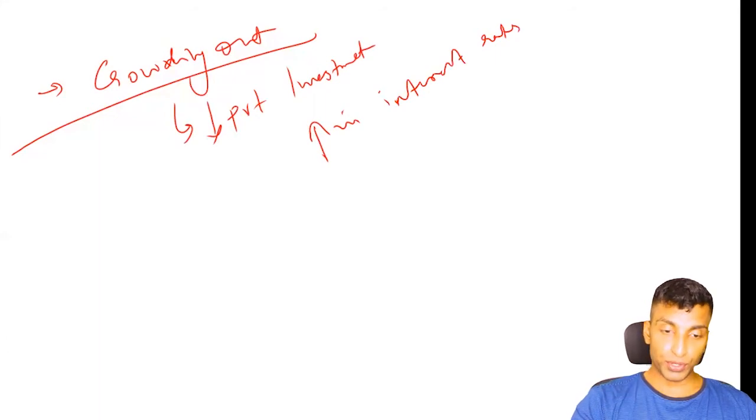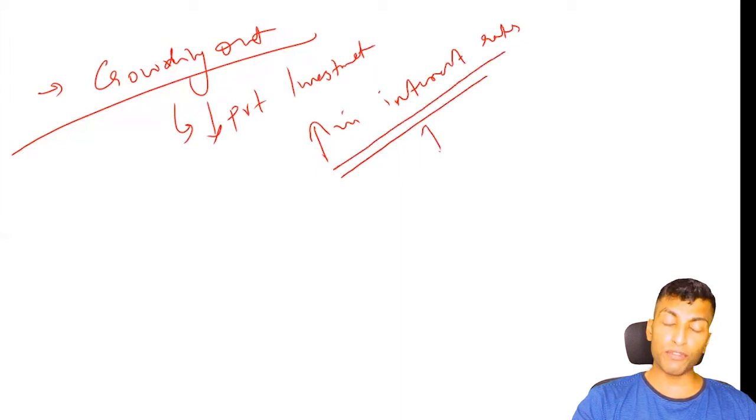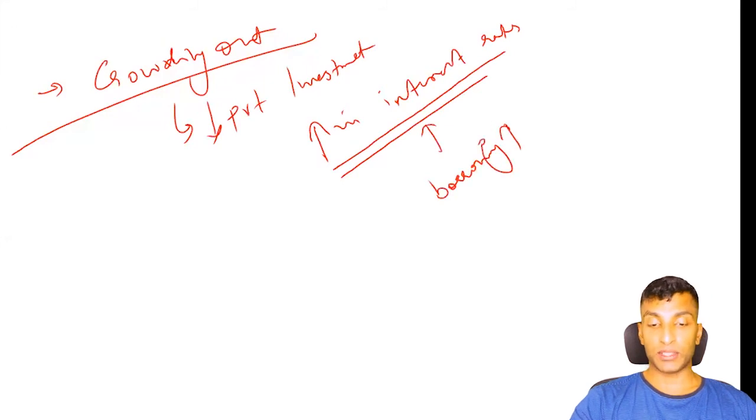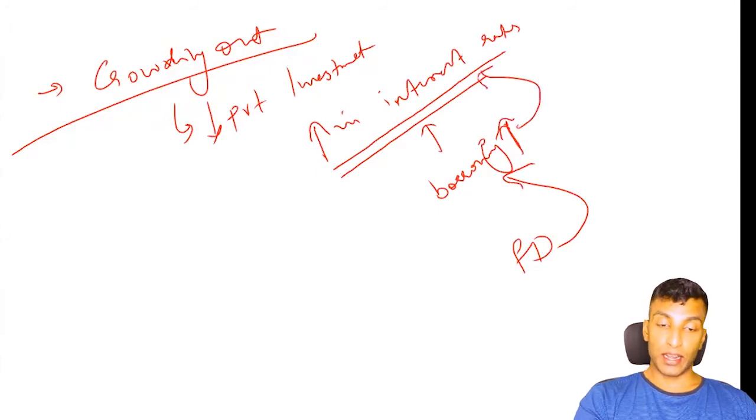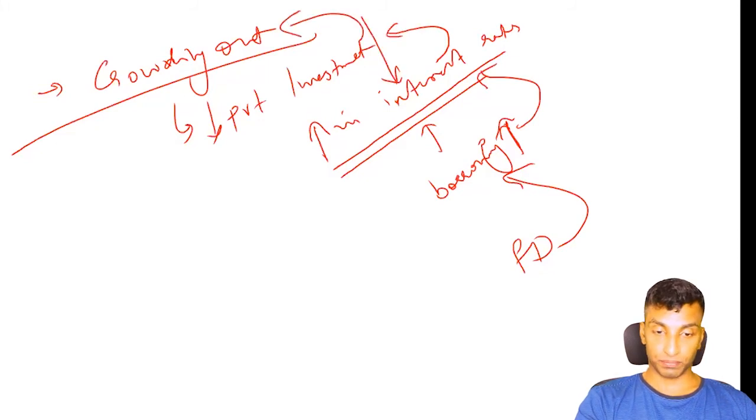So I hope you understood why this interest rate is increasing. Interest rate is increasing because of excessive borrowing. So what I'm saying is, fiscal deficit means borrowing. Borrowing increase means what? Interest rates will increase. Interest rate will increase means private investment will decrease. That is what? Crowding out.